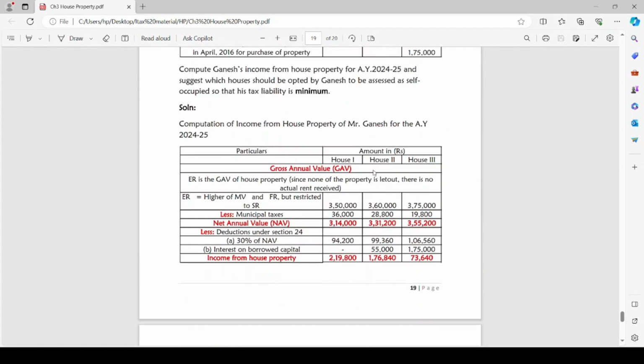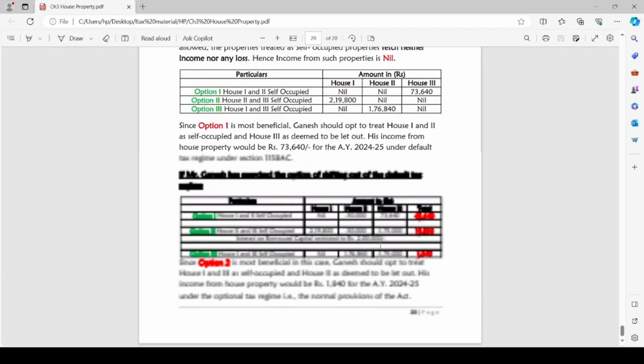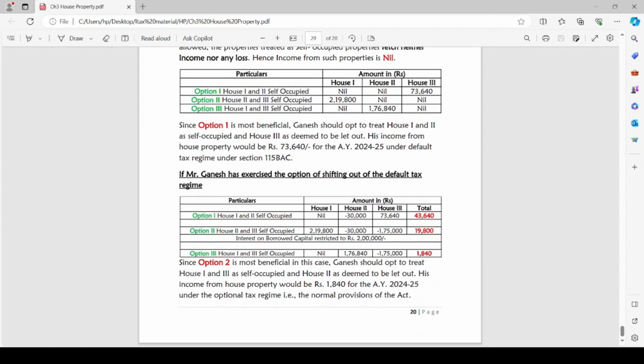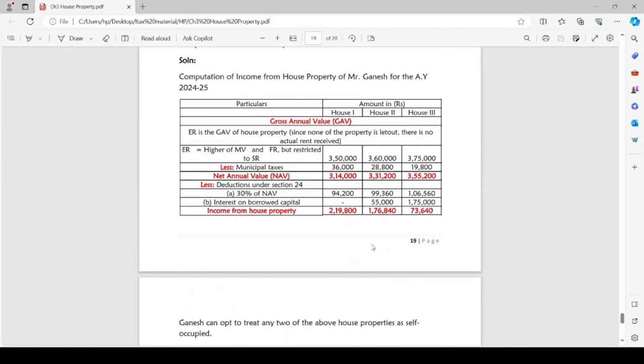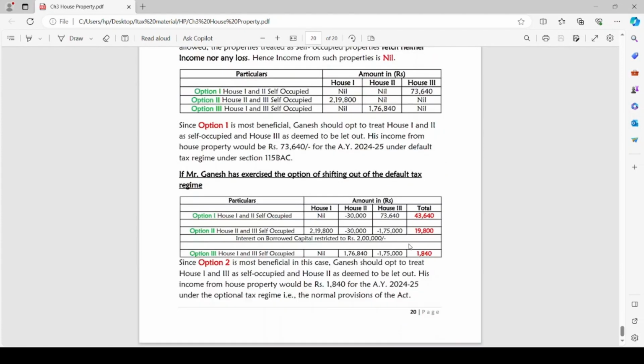For house property number 2, if it is self-occupied, NAV is nil, we cannot claim deduction under section 24A, and interest on borrowed capital will be restricted to 30,000 just as in the previous option. So the loss from house property 2 will be rupees 30,000. If house property 3 is also self-occupied, NAV will be nil. There will be no deduction under section 24A and the interest on borrowed capital is rupees 1,75,000.